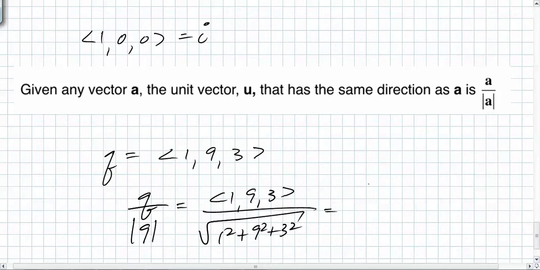So what is that going to be? 81 plus 1 is 82. 82 plus 9 is 91. So it's going to be 1 over the square root of 91 times 1, 9, 3.